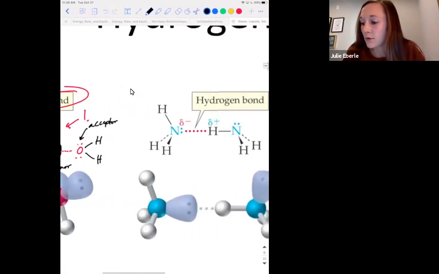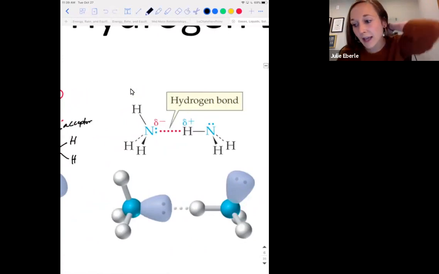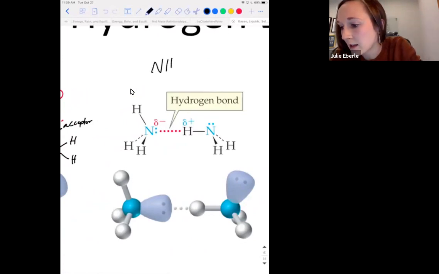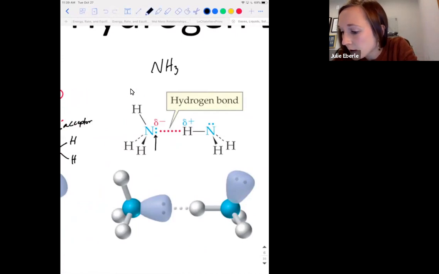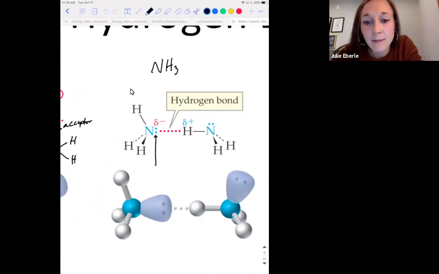Let's look at another example. 2 molecules of ammonia, NH3. We've studied this guy a lot. NH3 meets both requirements here, because we have a lone pair right here on this nitrogen. Is the lone pair the acceptor or the donor? What do y'all think? Yeah, always the acceptor. The lone pair is always the acceptor.